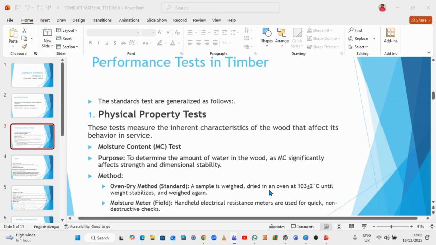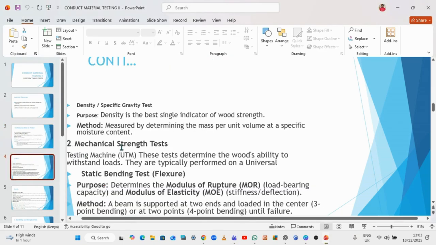The method we are going to use is the oven dry method, where the sample is weighed, dried in an oven until the weight stabilizes, and weighed again. The moisture meter is the instrument; handheld electrical resistance meters are used for quick, non-destructive checks. Then we need to check the density, and the purpose of checking the density is that it is the best single indicator of wood strength. The method is to determine the mass per unit volume at a specific moisture content.